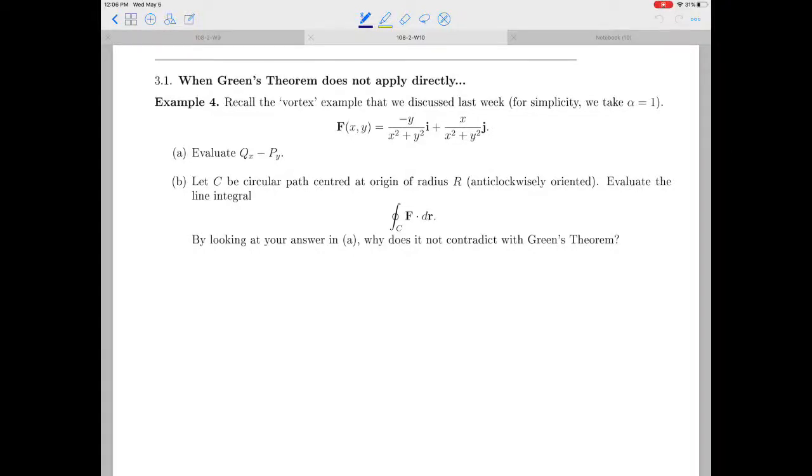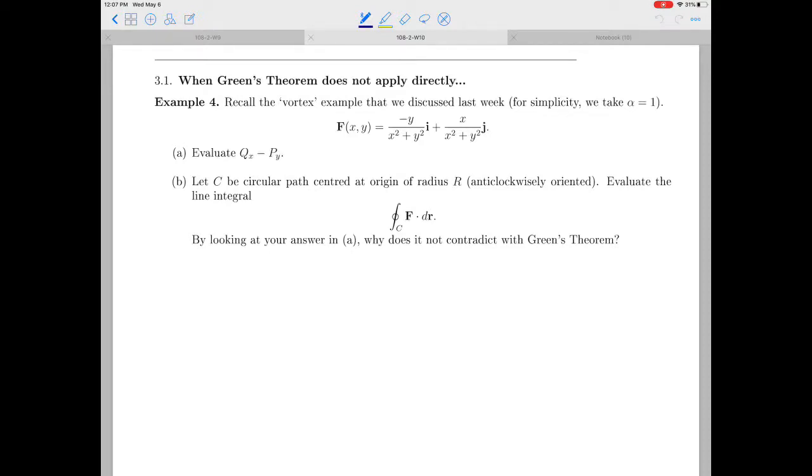So now we have seen a couple examples of Green's theorem, how it applies. It's very fun because you relate a line integral with something that you have learned before the midterm, double integral. But be careful when you apply Green's theorem. You need to check the hypothesis carefully. Now we discuss an example where Green's theorem does not apply directly.